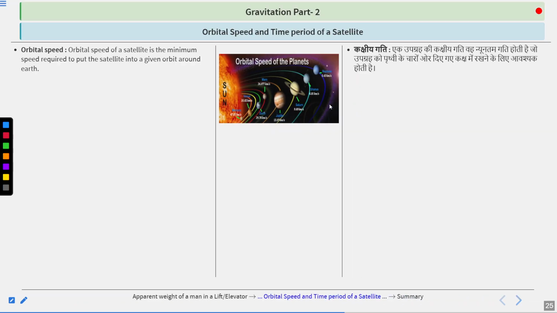Orbital speed, if we talk about it. The orbital speed of a satellite is the minimum speed required to put the satellite into a given orbit around the Earth. The value of orbital speed is different for different orbits around the Earth.